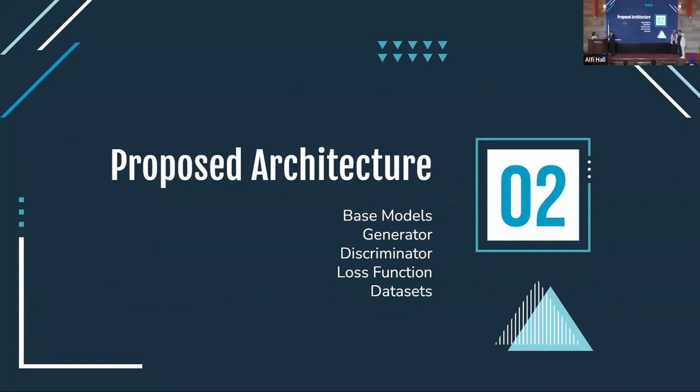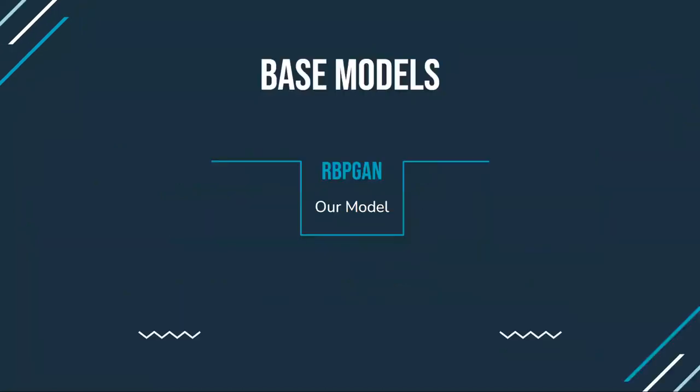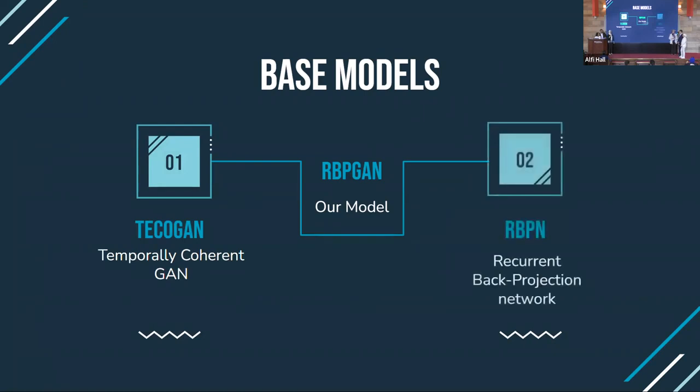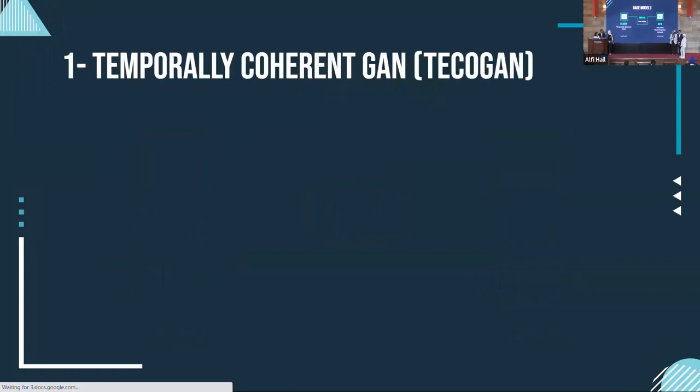Okay, so for the proposed architecture, we'll go through the base models, which are the generator and the discriminator, the loss functions, and the data set. Starting with the base models, we have 2 main base models: TicoGAN, which stands for Temporal Coherent GAN, and RBPN, which stands for Recurrent Back Projection Network.